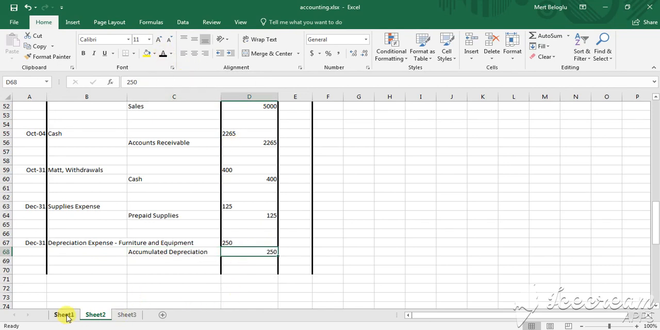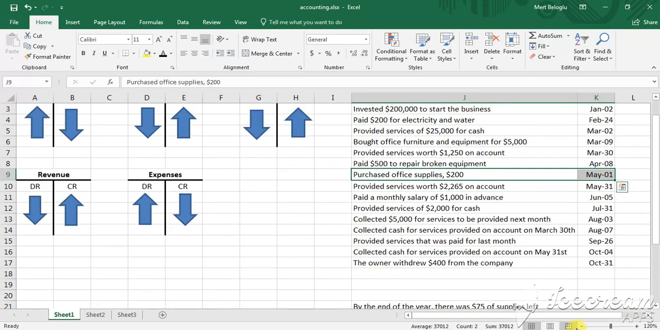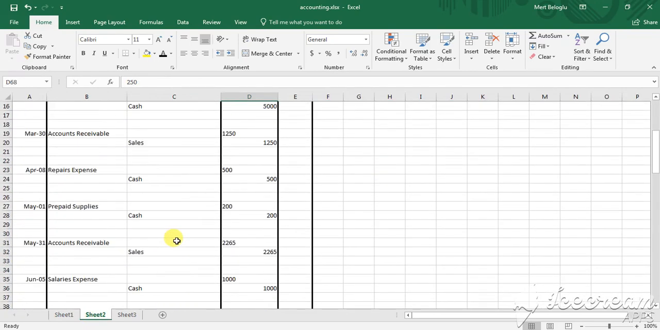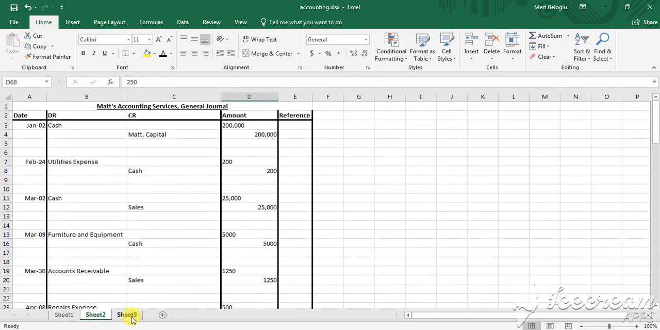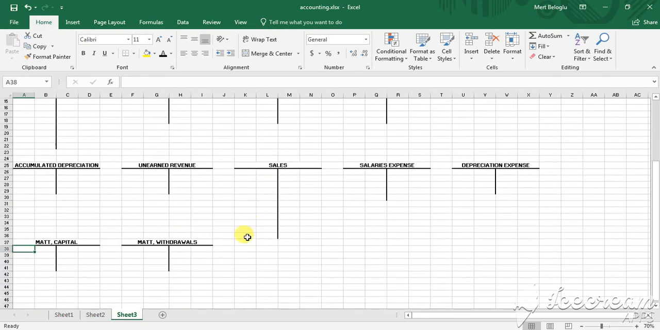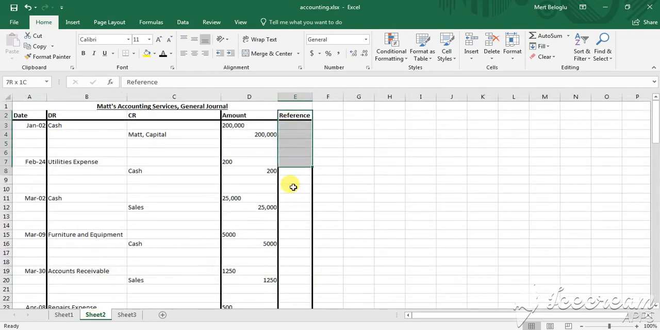And this is the end of the general journal for this year. We have prepared all these entries, and now next step will be to post these entries, each of these entries, to our T accounts, which is also called general ledger. And then when we're doing that, we will come back to the reference column.